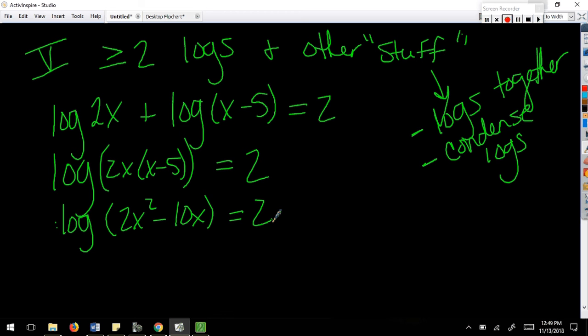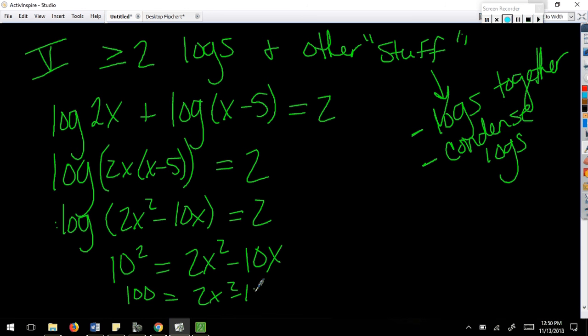Are we all in the same boat? I'm back to scenario number 3. What does it look like in exponential form? 10 squared. Holy potatoes, what do I have here? It looks like a quadratic. 100 equals 2x squared minus 10x.